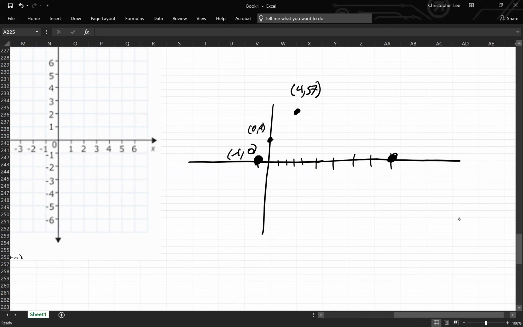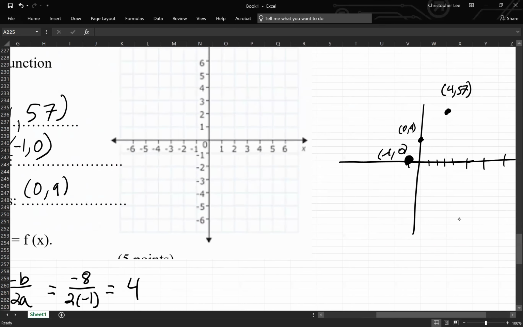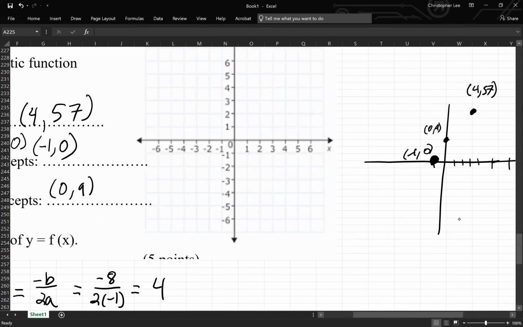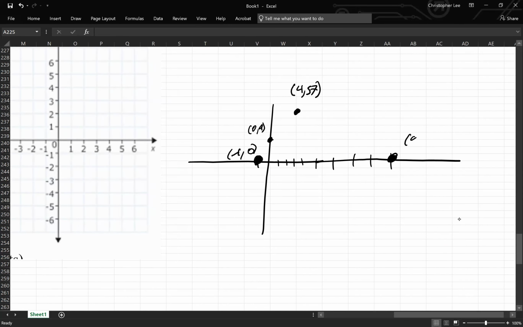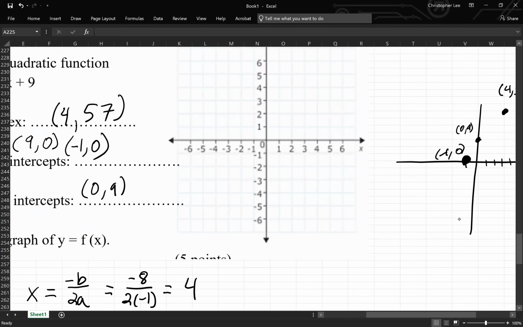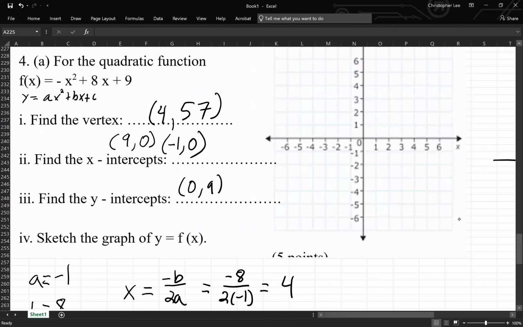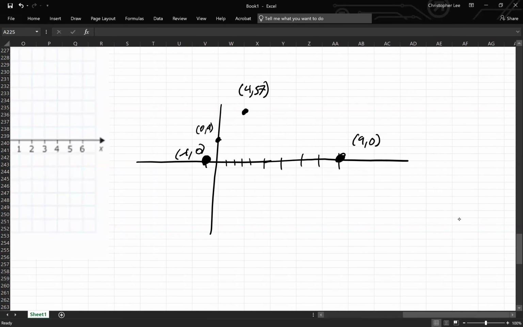Let's connect these dots then, shall we? Oh, what did I miss? Hold on. I missed something. 9, 0. Oops. Okay. That looks about right. Yeah, that's about right there. So now let's connect the dots. So this is going to be whoop, and then this one's going to be whoop, and that's it.